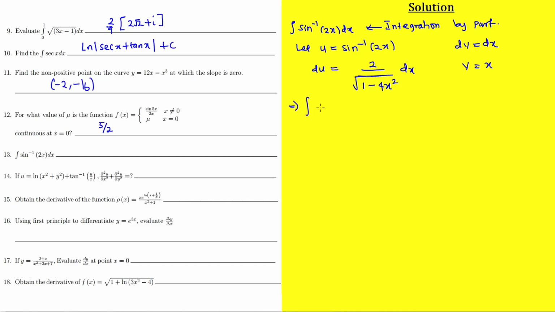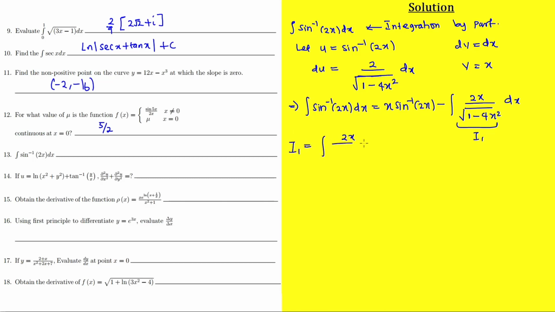That means my integral of arc sine of 2x dx would be uv, which is x arc sine of 2x, minus the integral of v du. So we have v du, that's 2x over square root of 1 minus 4x squared dx. So that means I need to evaluate this integral. Let me call this integral I1. So let's say we have our I1 equal to the integral of 2x over square root of 1 minus 4x squared dx.